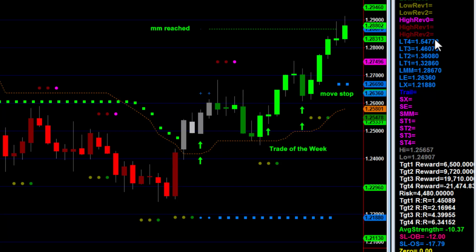We may not get to all these higher targets, but we'll have our trailing stop locking in more and more as we go. So basically it's having our cake and eating it too. It's a nice position to be in.